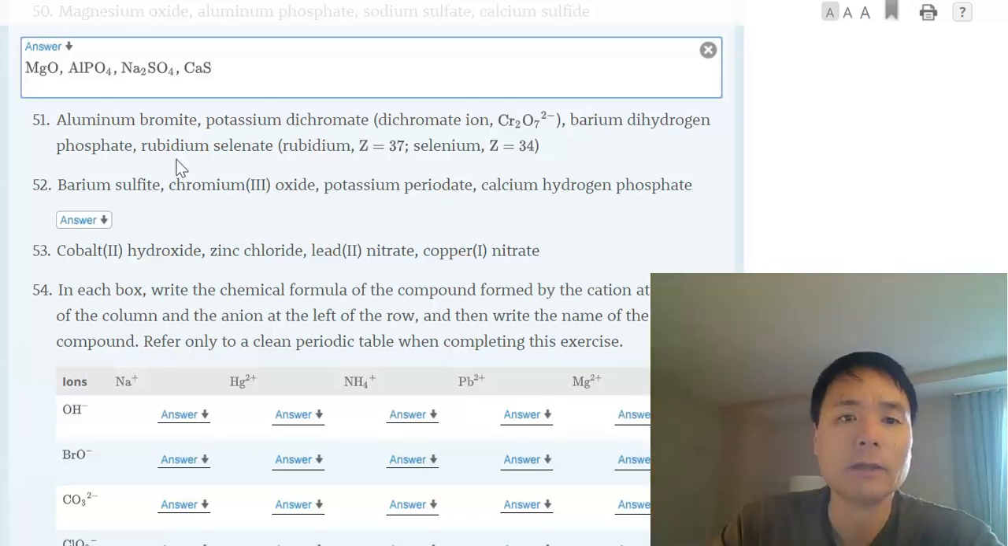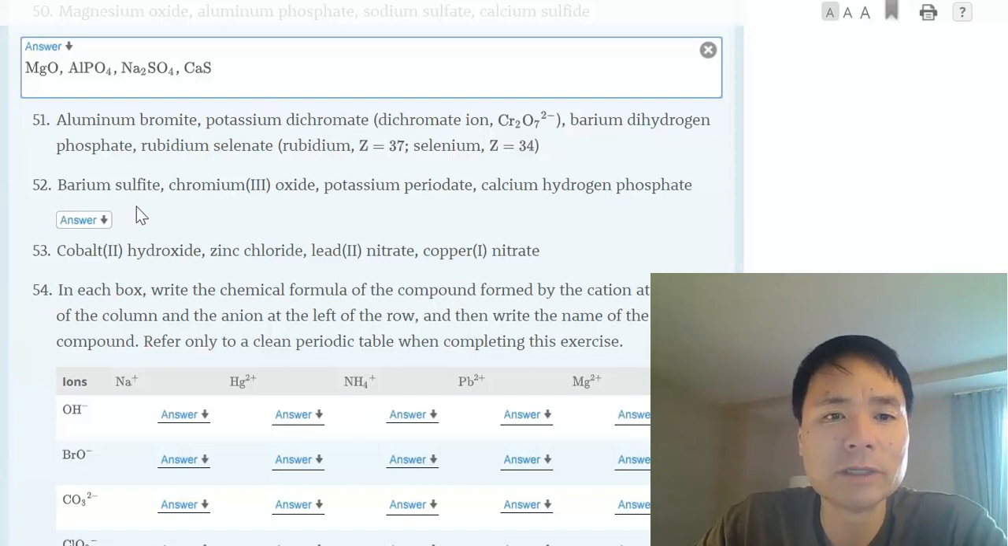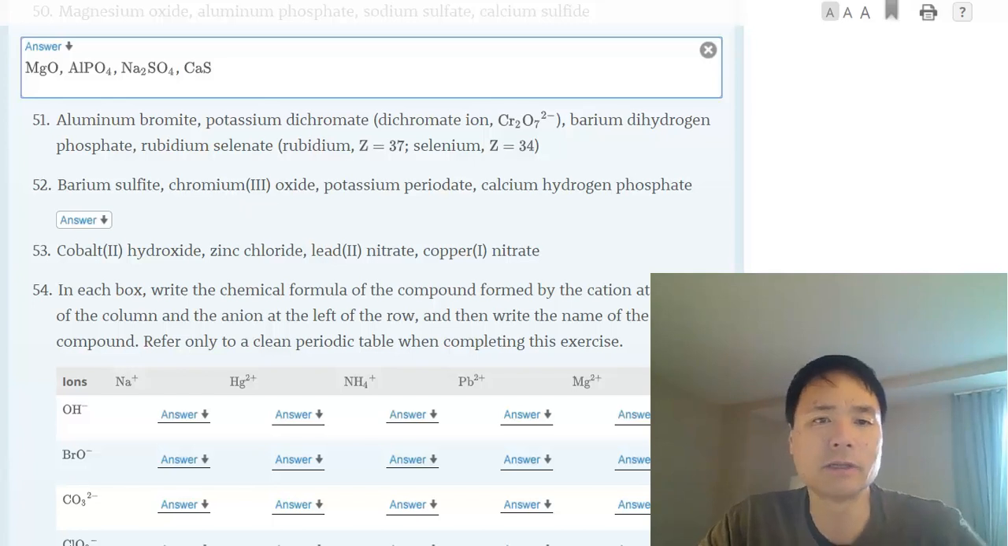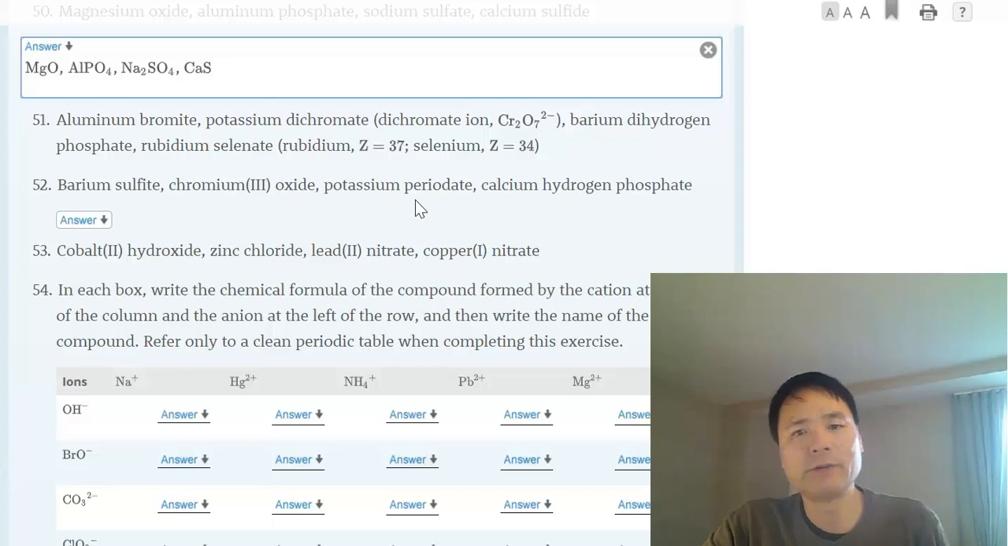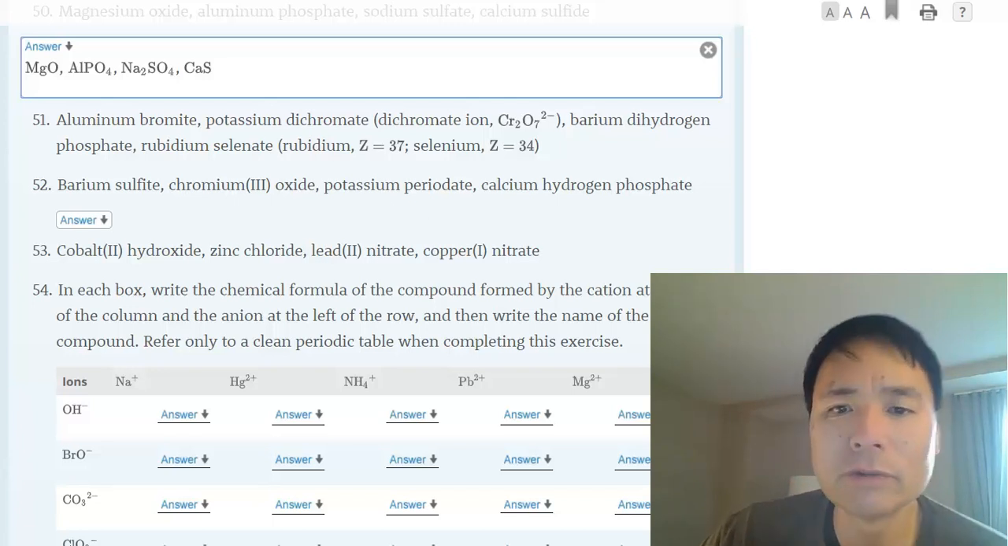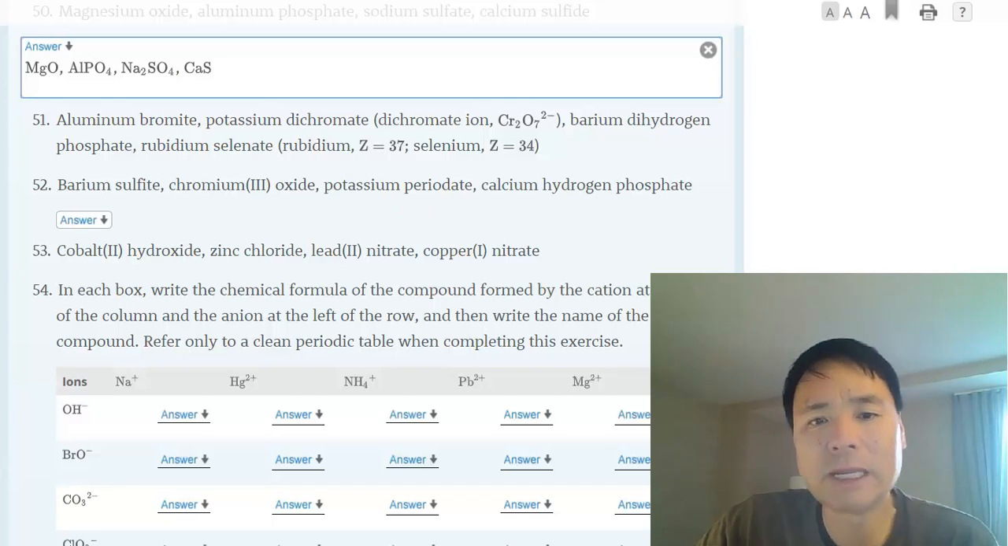Okay, barium sulfite. Sulfate is SO4. Sulfite would be SO3. Charge is 2 minus. So barium, Ba is a 2 plus. BaSO3. Chromium 3 oxide. Chromium is 3. Oxide is 2. So we'll need 2 chromiums for every 3 oxides. So Cr2O3. Potassium periodate. Okay, iodate is IO3 minus, periodate would be IO4 minus. So 1 minus charge, so potassium is 1 plus, okay, KIO4.